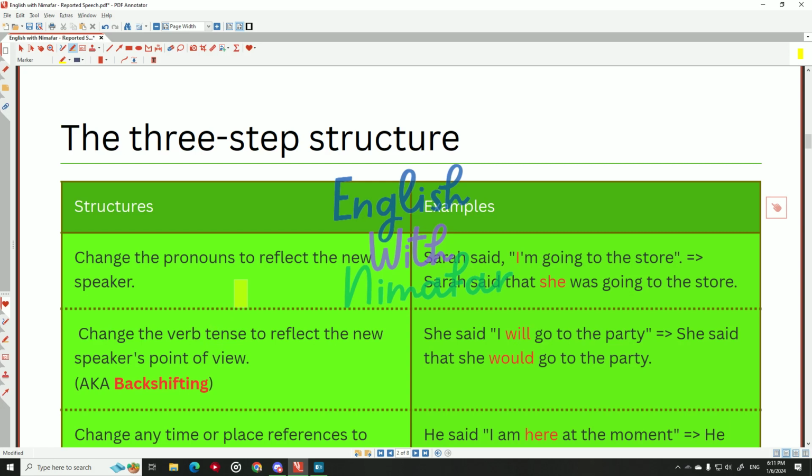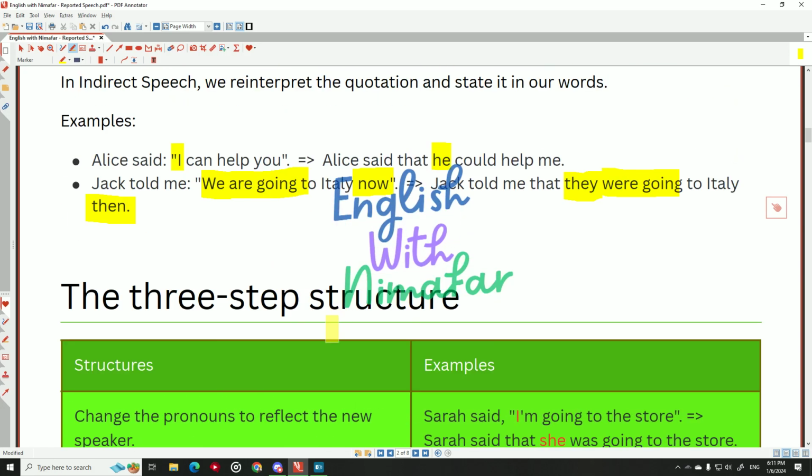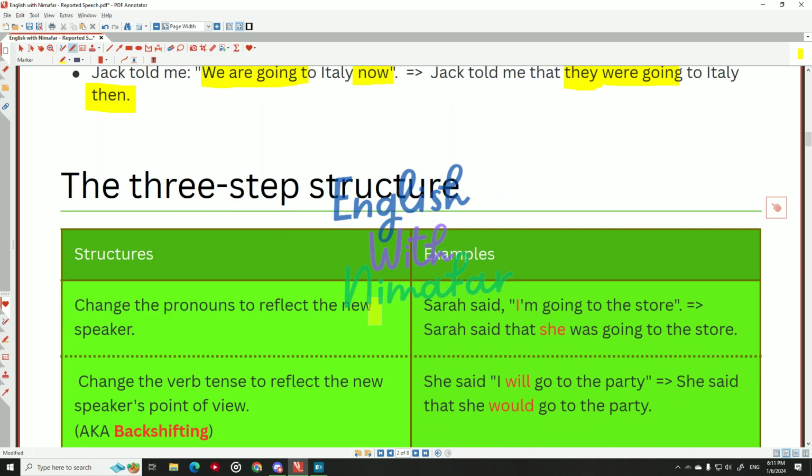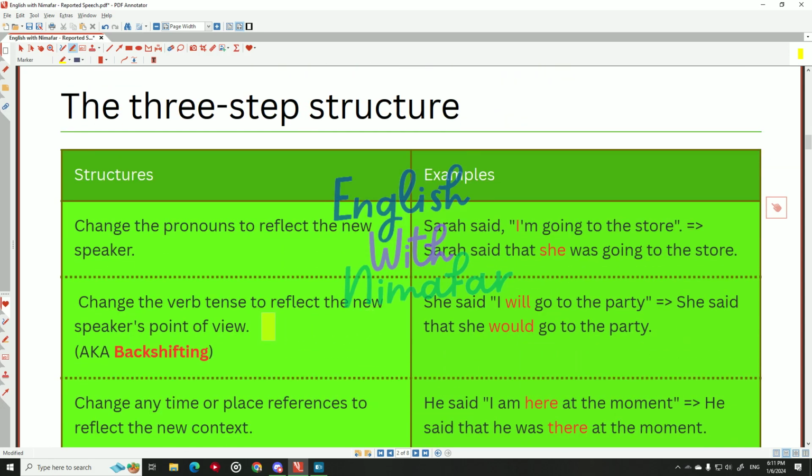So we change pronouns. Pronouns, not just I. Here we have I can help you. So you can help me. Any kind of pronouns. Change the verb tense to reflect the new speaker's point. We call it backshift or backshifting. You know, shift, you shift back. It means you go one tense back. We will talk about it.